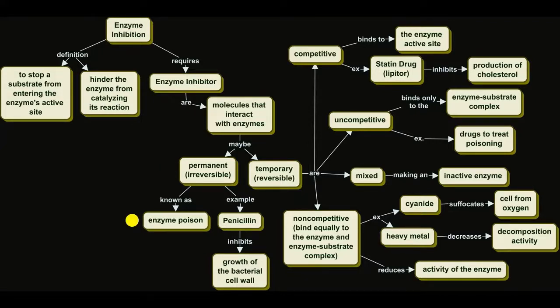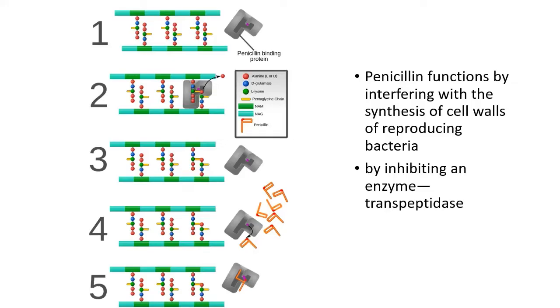An example of the permanent, irreversible enzyme inhibition is the one with penicillin. Penicillin acts as an enzyme inhibitor because it inhibits the growth of the bacterial cell wall. So penicillin functions by interfering with the synthesis of the cell wall of the bacteria. By this inhibition, an enzyme called transpeptidase is inhibited by the penicillin inhibitor.